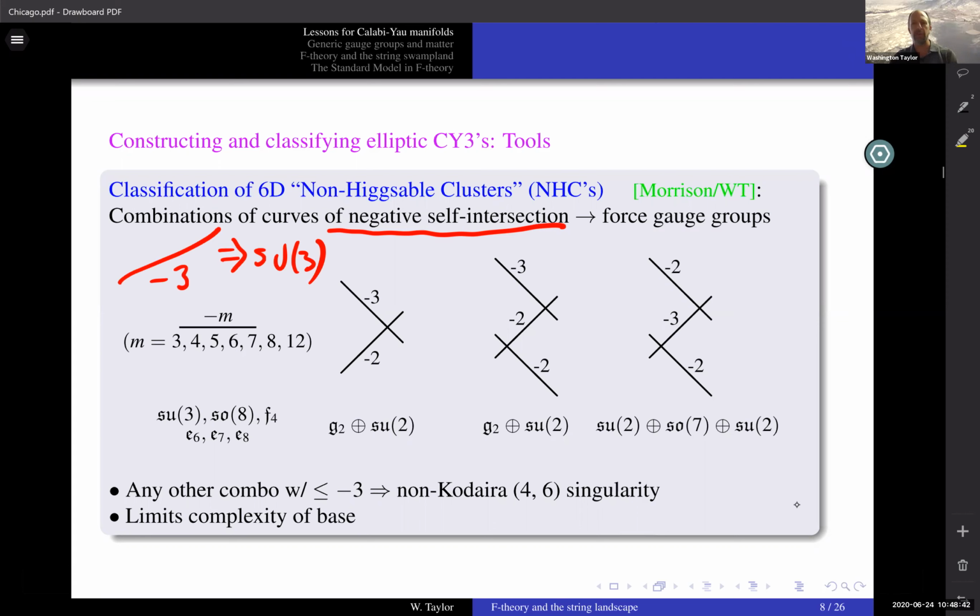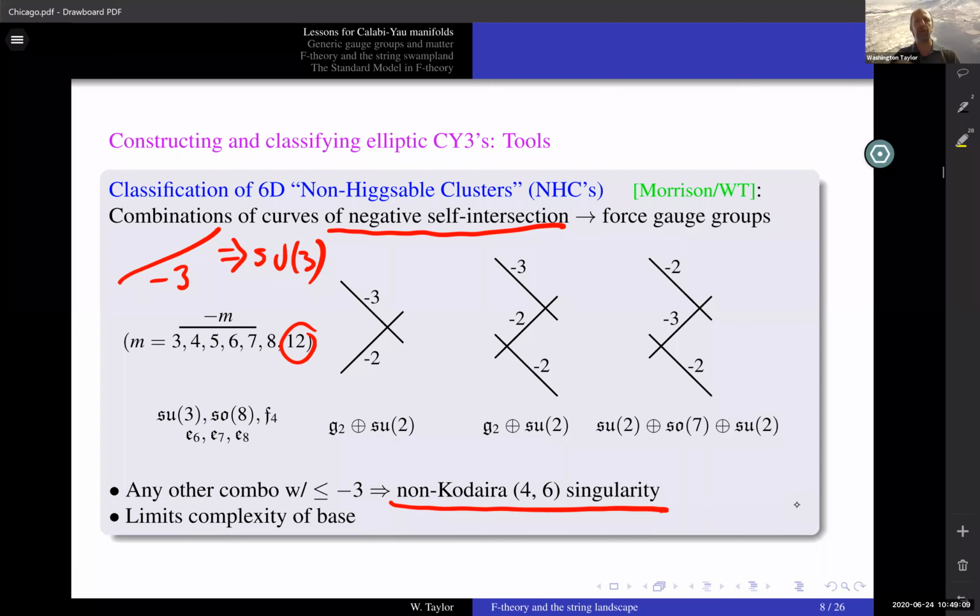Here's essentially a list of the ways that happens for surfaces. If you get any combination of curves of negative self-intersection, for instance, if -m is less than -12, then there's a bad singularity outside the Kodaira classification, which is how we understand these gauge groups, and that base is not a good base to support an elliptic fibration. So that gives us kind of an upper bound on how complicated things can get, and allows us to just go ahead and systematically construct bases.